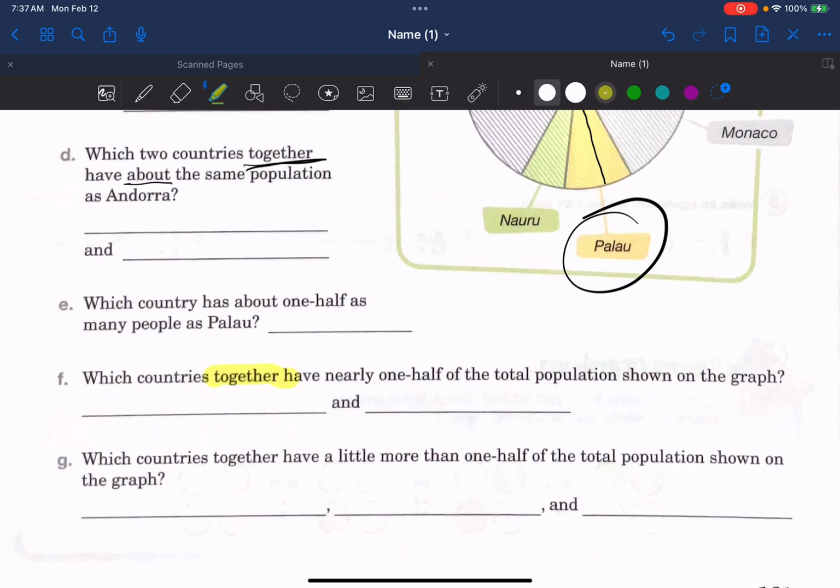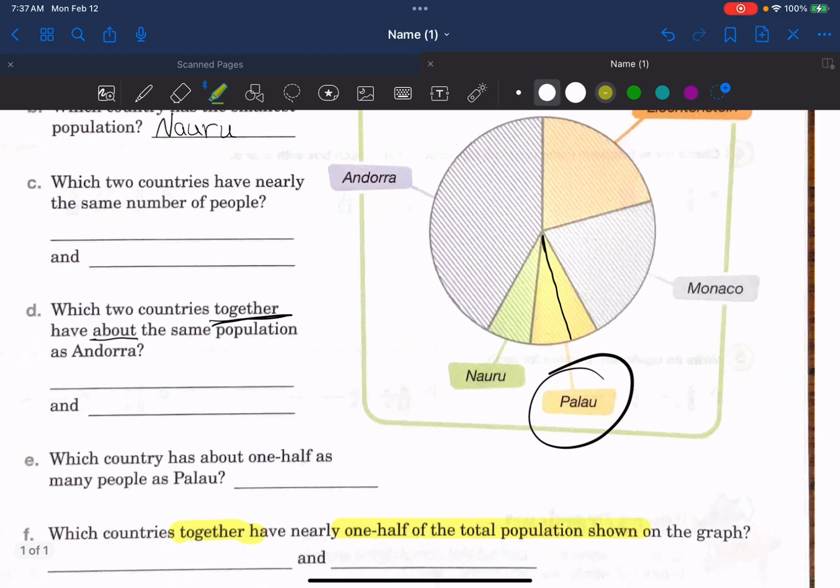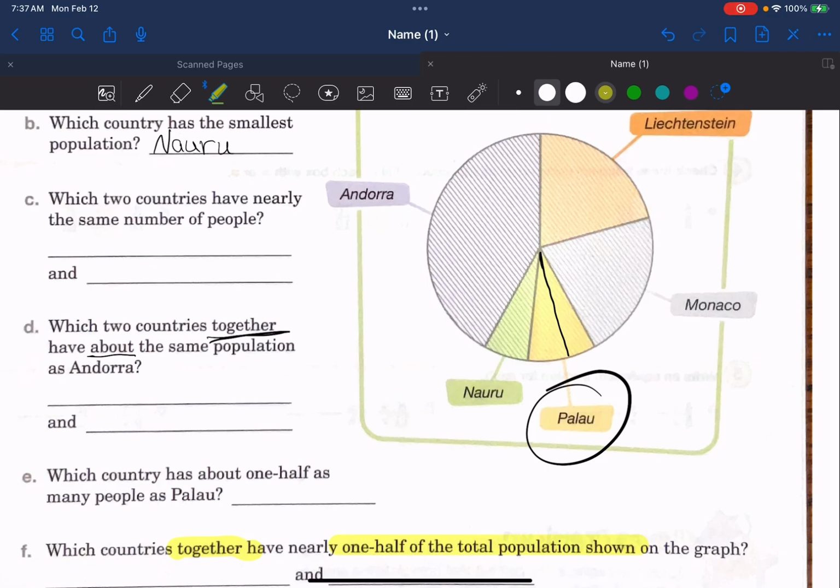Okay. Next one. Which countries together have nearly 1/2 of the total population shown? Which two countries together have nearly 1/2? Okay, so if I'm looking, that Andorra is already almost half. Well, which one with it? So if I can do half this way, or I could do half this way. Okay, well, which one goes with it to make almost a half? My yellow line touches the yellow line, or the edge line of Nauru. So Andorra and Nauru.